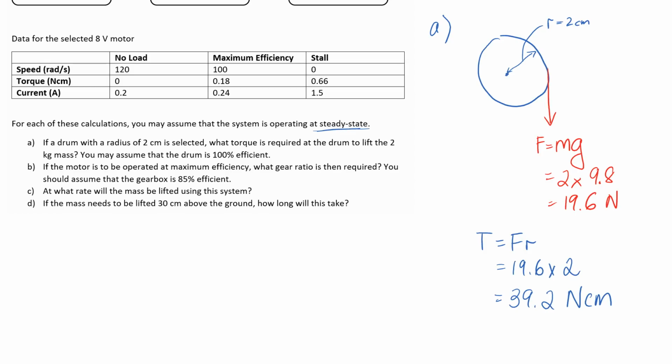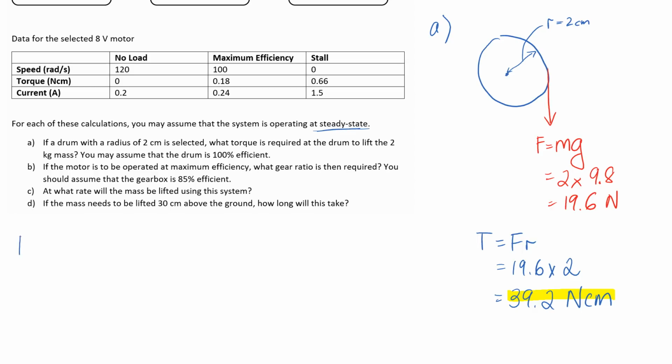The other thing to take note of is that we were told the drum is 100% efficient, which means we don't need to scale this up to account for any losses or inefficiencies in the system. So that there is my answer for how much torque is required at the drum in order to provide the lift required. If we move on to part B, we're told that if the motor is to be operated at maximum efficiency, what gear ratio is then required? You should assume the gearbox is 85% efficient.